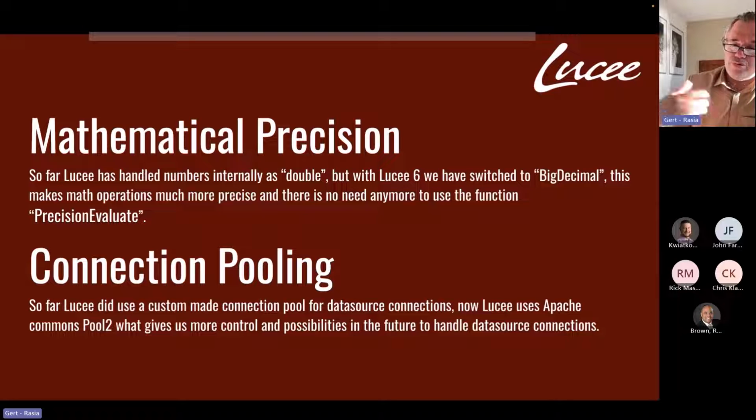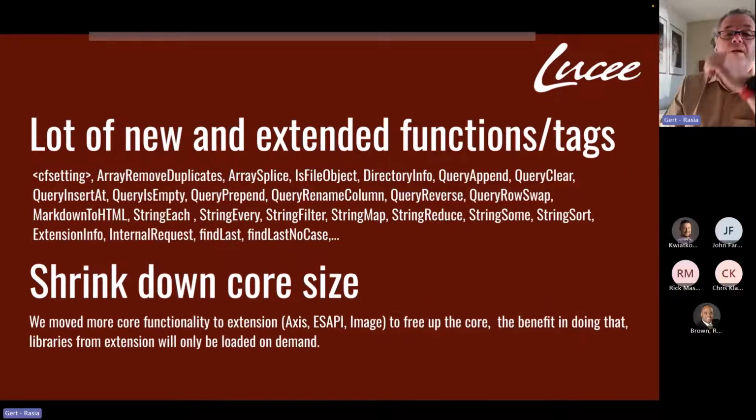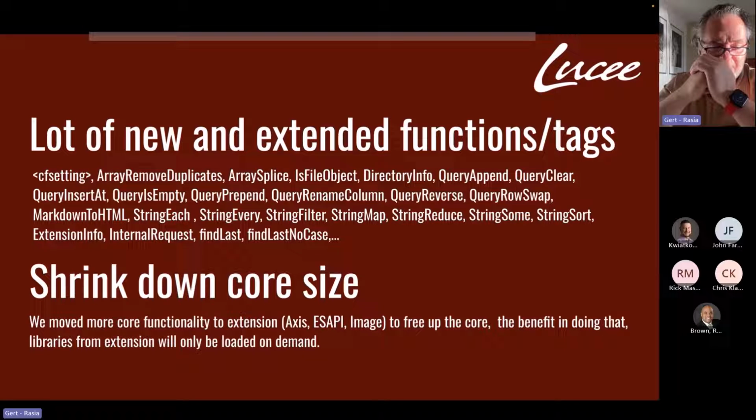Connection pooling, we're trying to reuse our database connections, and that has been improved a lot by using Apache Commons Pool, and it also gives us way more control over, for example, use it 10 times or use it 5 minutes and then recycle it and things like that. So these are all things that we have added to the tags. You can check all the details in the Lucee 6 documentation.